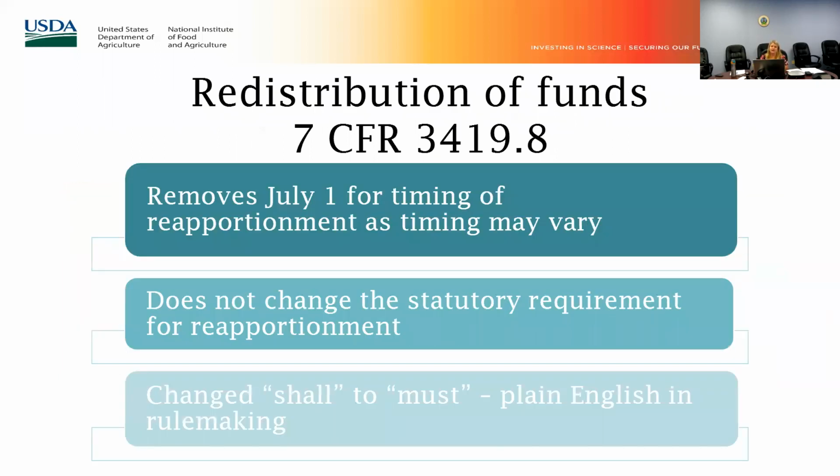And then finally, in subsection 8, we made small modifications to the section on redistribution of funds. We removed a date because the timing of reimbursements does vary, and so we removed July 1st. Our changes do not change the statutory requirement for reimbursement, so it was only removing the date. So reapportionment would still occur, it just may not happen by July 1st. Finally, rulemaking is supposed to be in plain English now, and so I removed instances of shall and changed it to must.